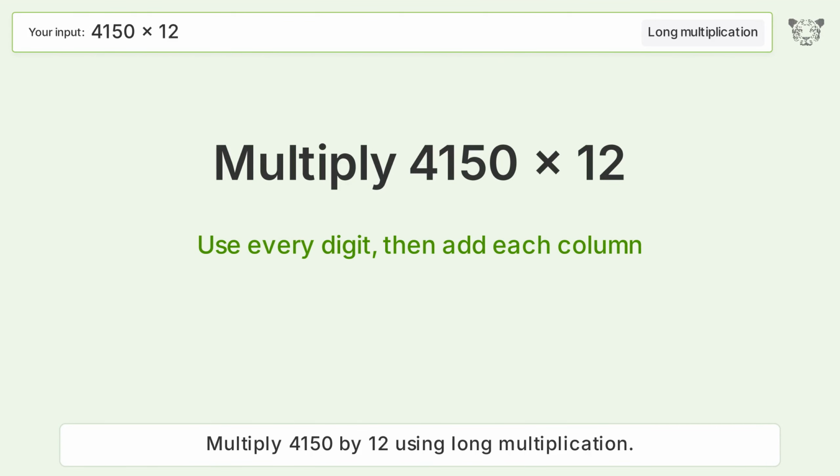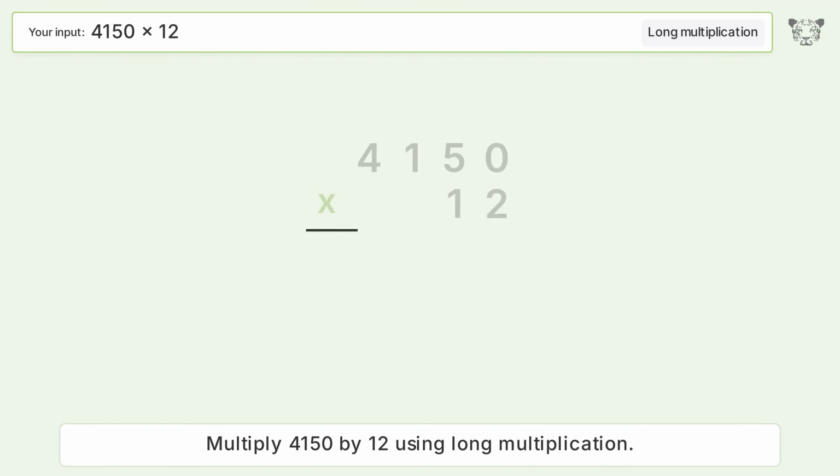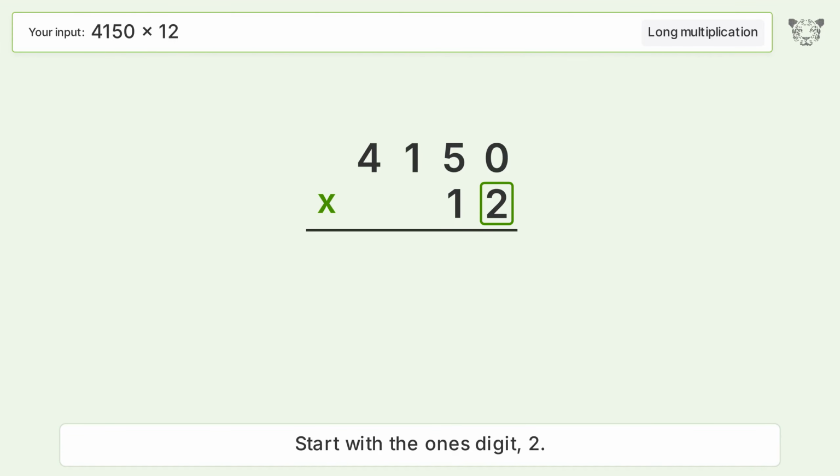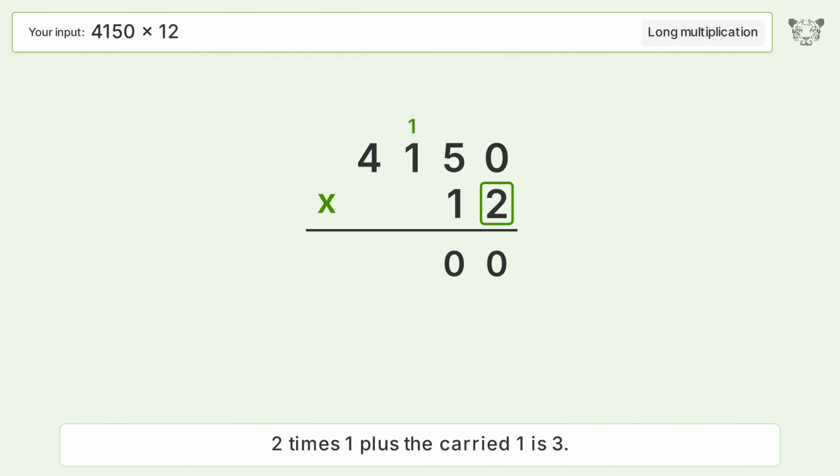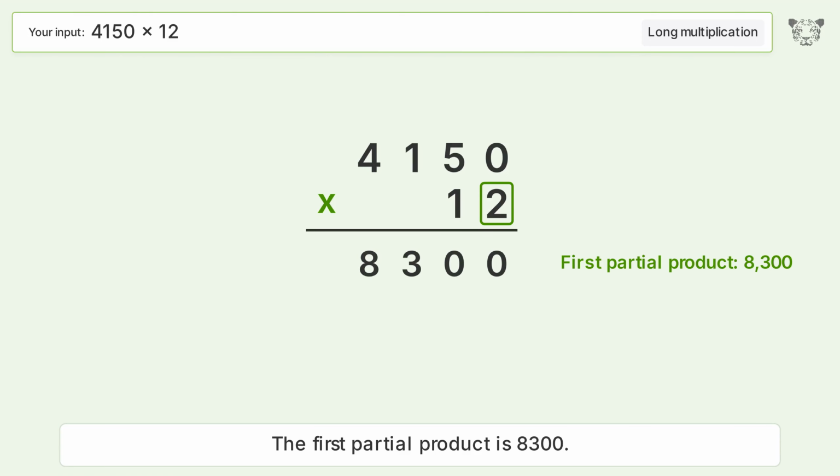Multiply 4150 by 12 using long multiplication. Start with the ones digit, 2. 2 times 0 is 0. 2 times 5 is 10. Put 0 in this column and carry 1. 2 times 1 plus the carried 1 is 3. 2 times 4 is 8. The first partial product is 8,300.